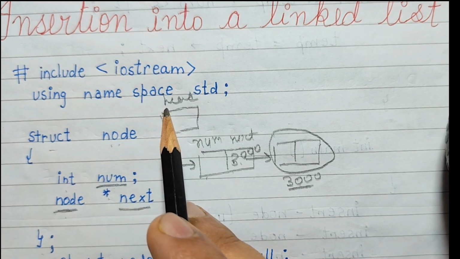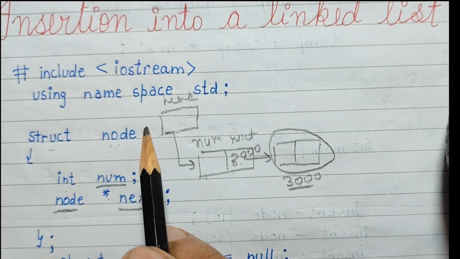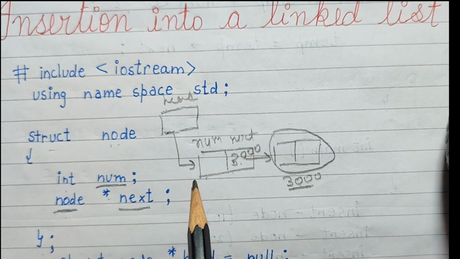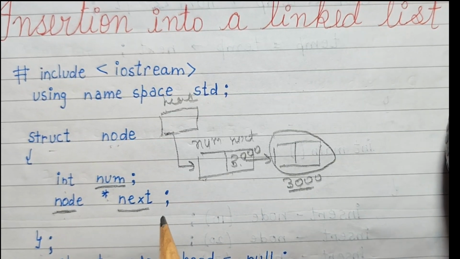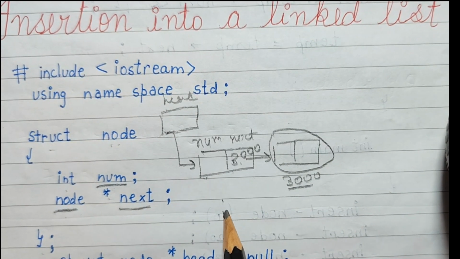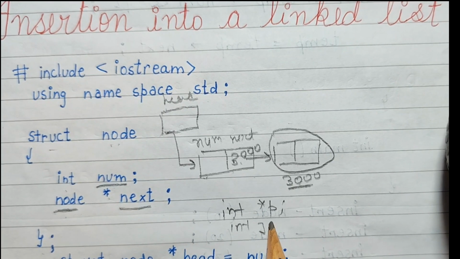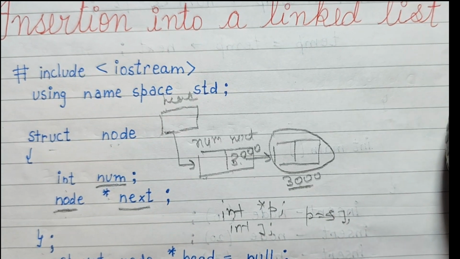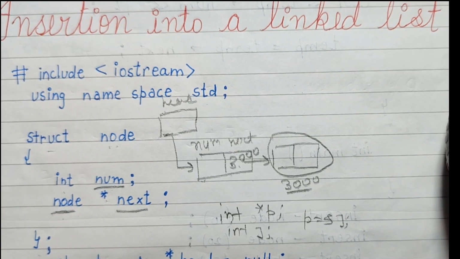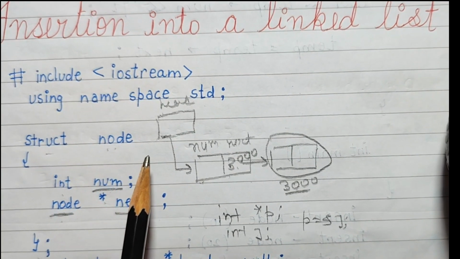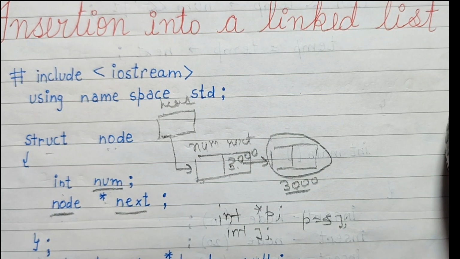It means this head pointer is also of a node type pointer, because it points to a node. If we store the address of an integer type variable, we use an integer type pointer. Suppose you want to store the address of int j, so we write p is equal to &j, because an integer type pointer stores the address of an integer type variable. And here head is a pointer that points to a new node.